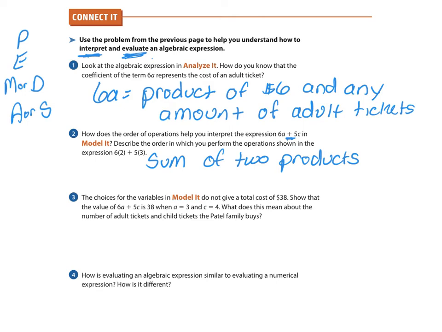So remember PEMDAS. So the order that you would solve this is you would do 6A first, then 5C, and then add them together. So 6A, solve first, then 5C, then add. Okay, so 6 times the adult tickets, 5 times the child tickets, and then add the two together.